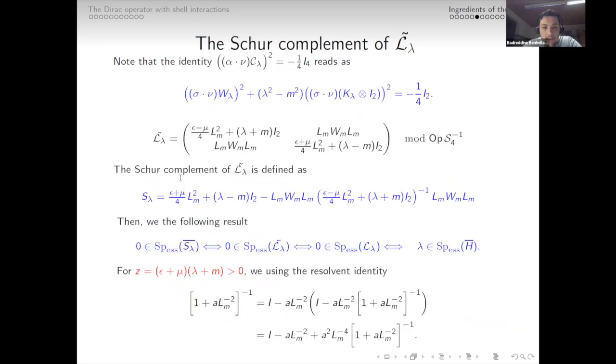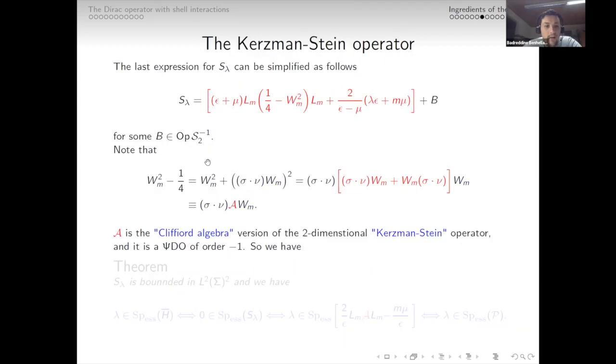All right. So in fact, using this property that I stated before, one can write this difference as follows. This would be equal to sigma nu times this anticommutator, then we will have Wm. So in the end, I'm denoting here by A this anticommutator. And in fact, this anticommutator is an analog of the Kerzman-Stein operator in this setting, I mean, in the setting of this Pauli algebra. And it is a classical object from complex analysis.